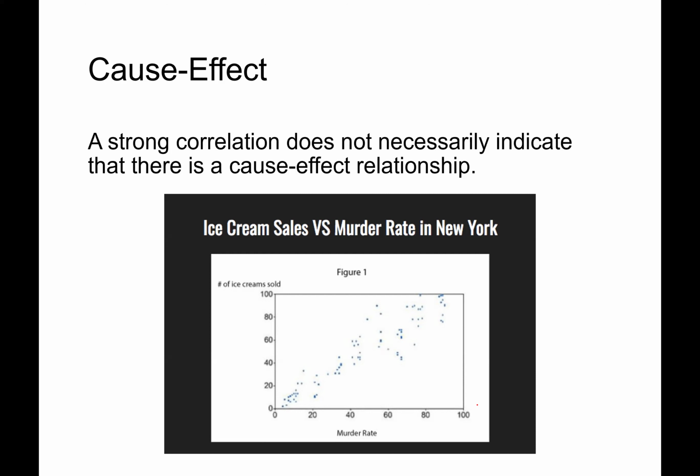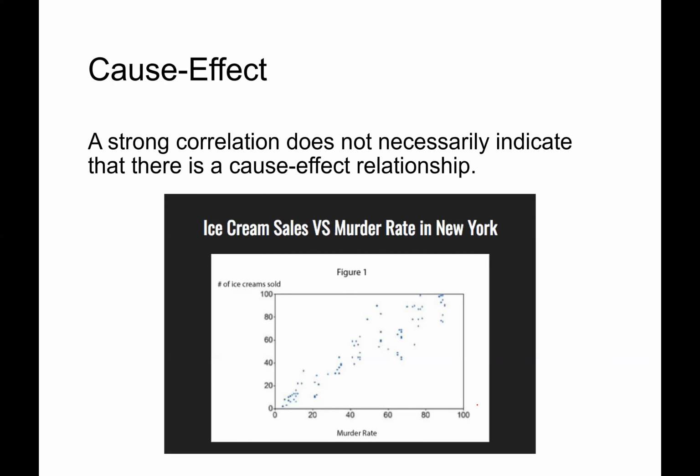I don't think so. So there is a confounding variable here. There's something else that's affecting both of these things and causing this strong positive correlation. What do you think it is? Summer. So what happens in the summer? People get out and do bad things. People get out and buy ice cream.